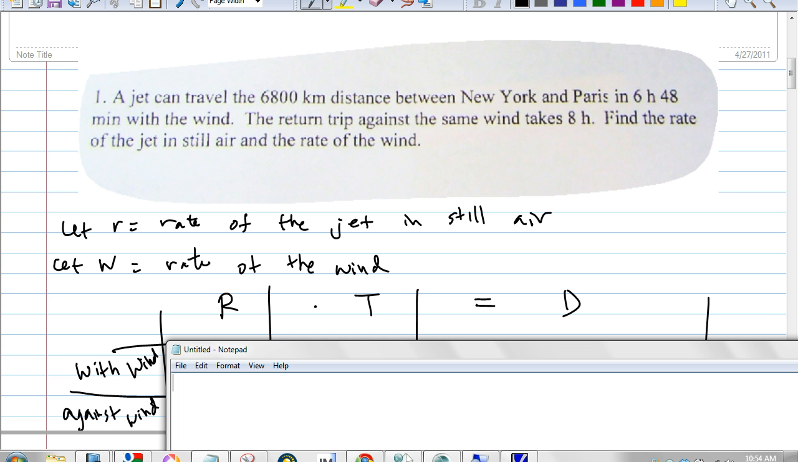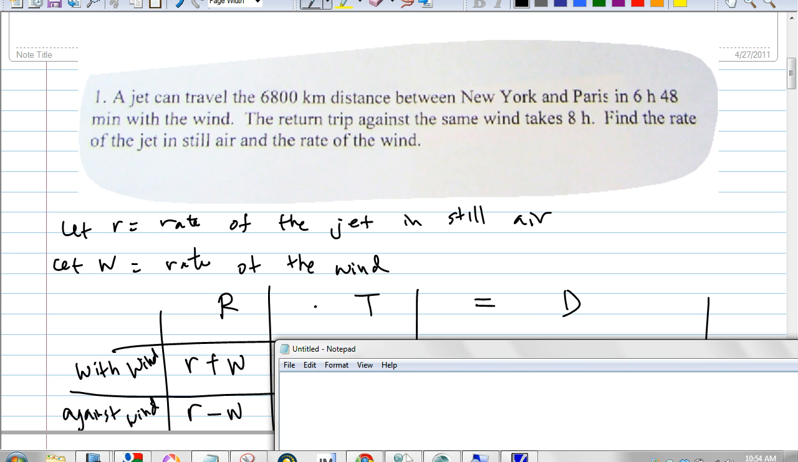Now, Amber, what do you think against the wind will be then? The rate up against the wind. If the rate with the wind is R plus W, R minus W is exactly what it is. Okay. So you will put that in. Because we have our two variables, right? The rate of the jet in still air and the rate of the wind, right? So you would use R plus W for the rate with the wind and R minus W for the rate against the wind. Do you all understand what I'm saying?